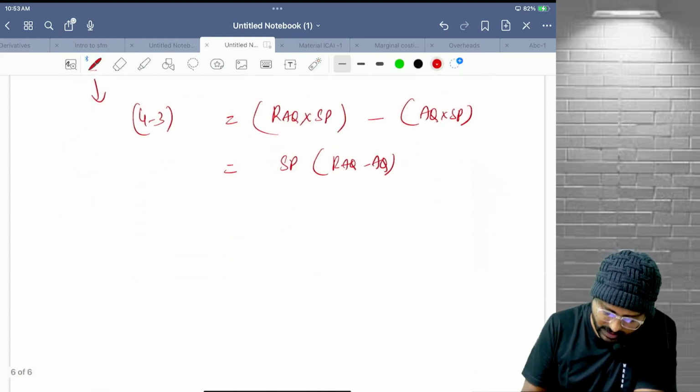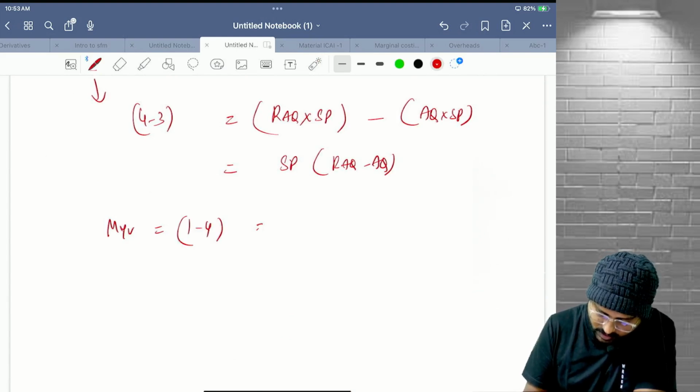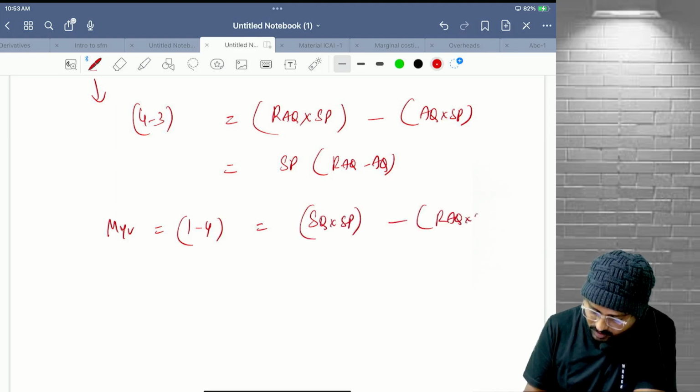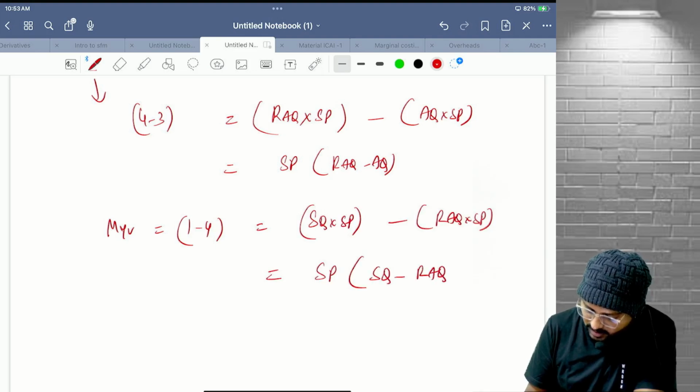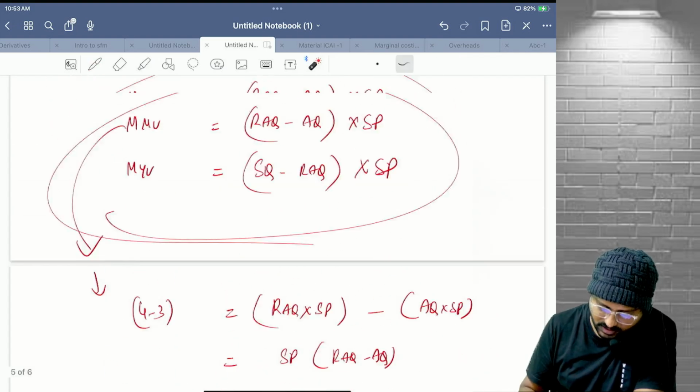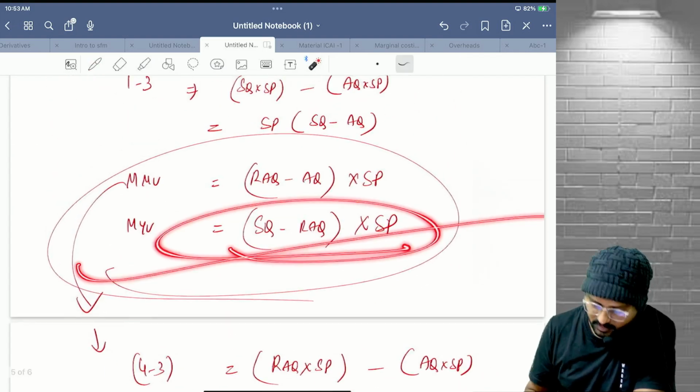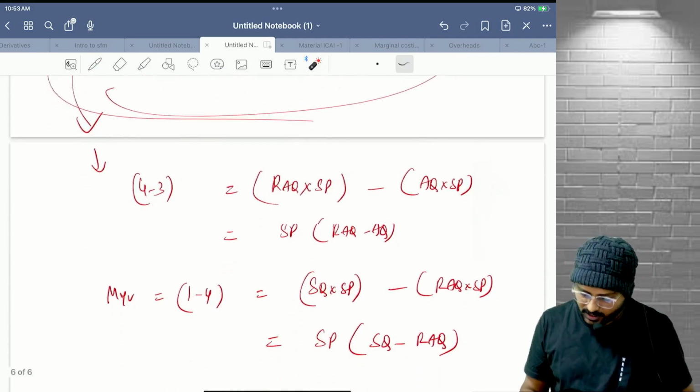Okay, moving on to yield variance. What is the formula for yield variance? 1 minus 4. What is 1? SQ into SP. What is 4? RAQ into SP. Correct? What is common? SP into SQ minus RAQ. Correct? Yes? Did we get that here? That's it. We got it?